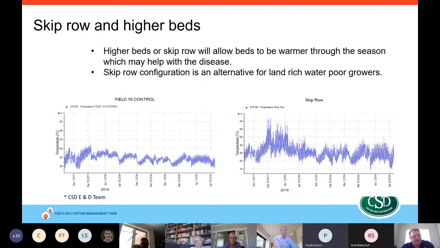So some of the work we've done in terms of temperatures, we've looked at skip row and higher beds. The graph on the left-hand side is showing temperatures of soil, while skip row, single skip on the right-hand side, and certainly the skip row had warmer soils pretty much throughout the season. Those warmer conditions obviously help with the disease. The warmer it is, the less disease virulence, I guess.